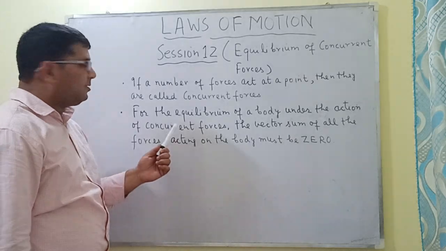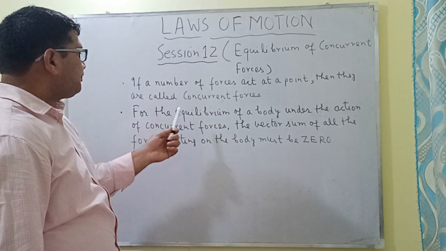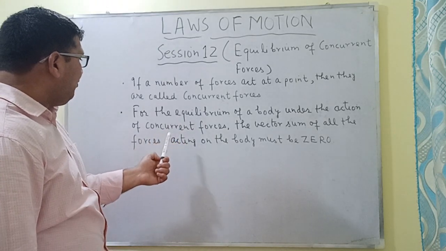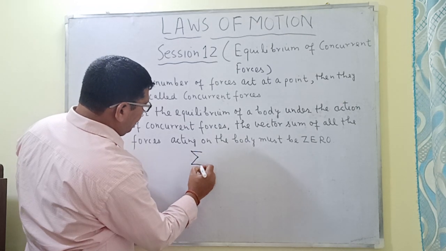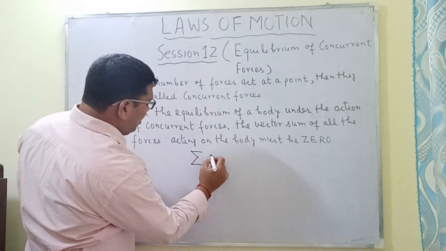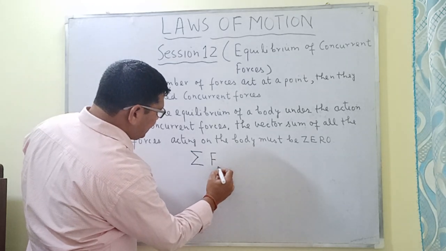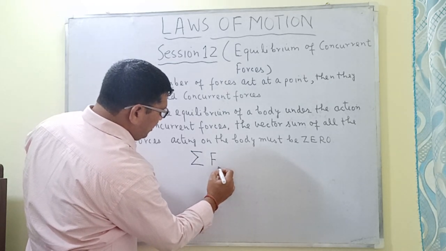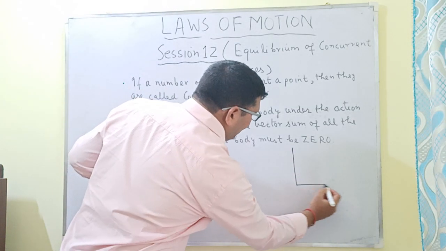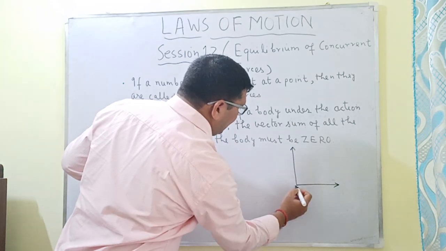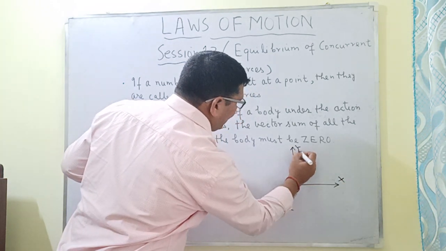So in that equilibrium condition, we can write this as the sum of the forces equal to 0. If I am taking the Cartesian frame of reference, let us say x, y and z axes, this is the z axis, this is the x axis, and this is the y axis.